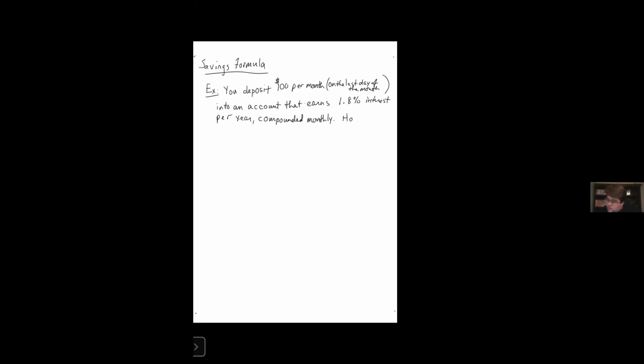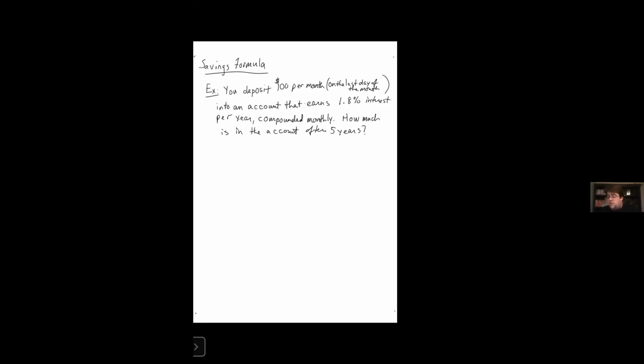And the question will be, how much is in the account after 5 years? And to figure this out, we have $100 per month. It's earning interest monthly, and it's compounding monthly, and it's asking about what happens after 5 years. So before using the formula, we're going to think about what happens each month, and we're going to start at the most recent month.